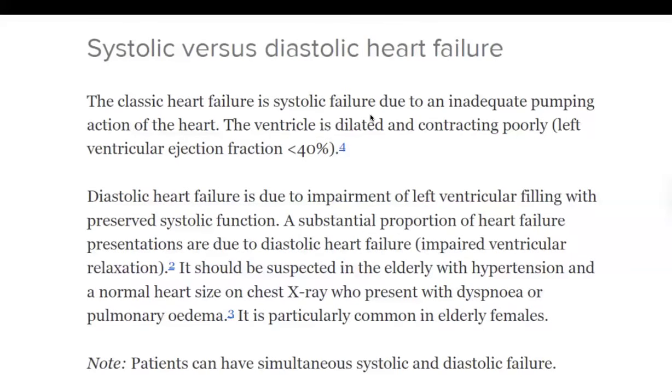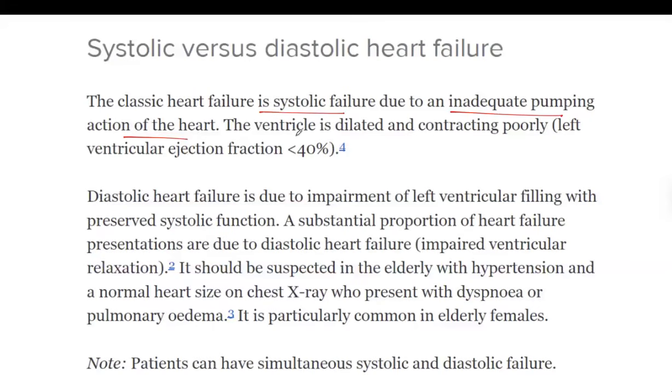Now moving on to some of the different types of heart failure. Systolic and diastolic heart failure. So systolic heart failure is common. If you remember, systole means when the heart contracts. If that contractility has failed, that means if the heart cannot contract as it should, it will not be able to pump blood into your body. That is systolic heart failure. So classic heart failure is systolic failure due to an inadequate pumping action of the heart.